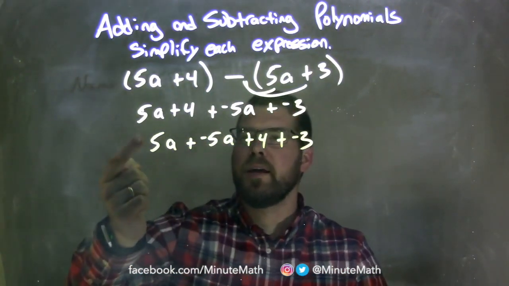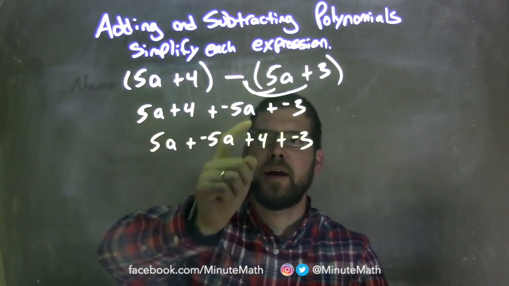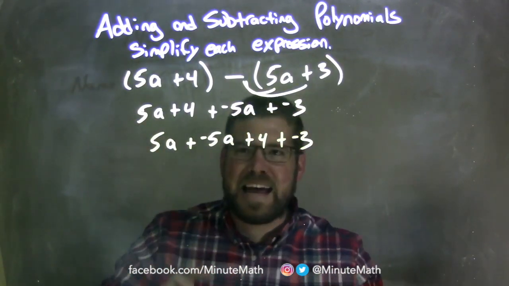So let's look at it here. Okay, let's double check. We got all 4 down. 5a right here, 4 right there, negative 5 right there, negative 3. I think it has to.